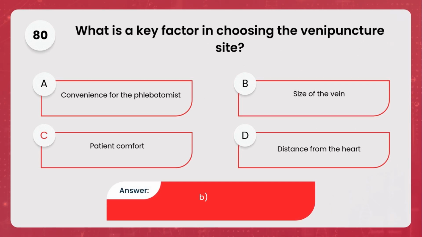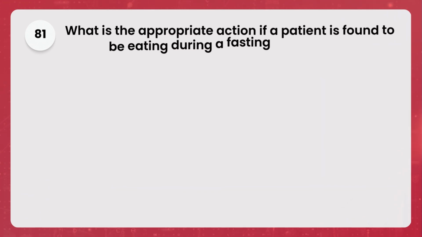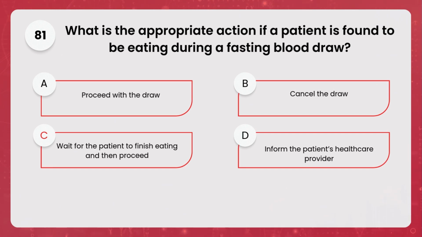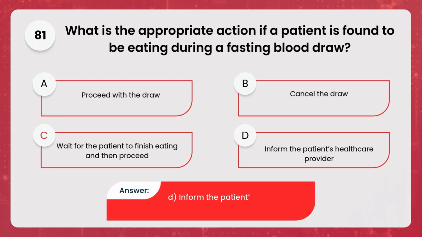The answer is B. Size of the vein. Number 81. What is the appropriate action if a patient is found to be eating during a fasting blood draw? A. Proceed with the draw, B. Cancel the draw, C. Wait for the patient to finish eating, then proceed, or D. Inform the patient's healthcare provider. The answer is D. Inform the patient's healthcare provider.